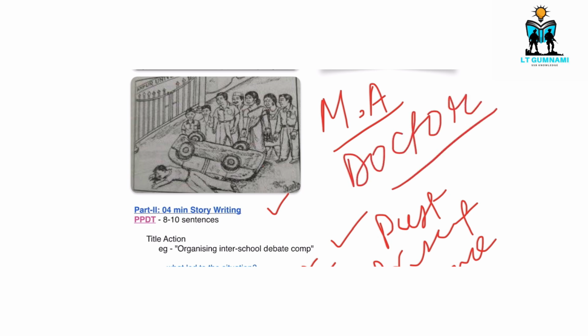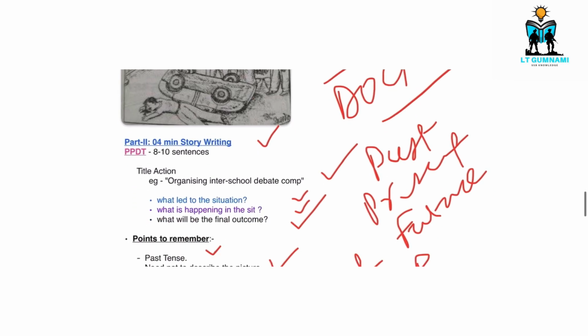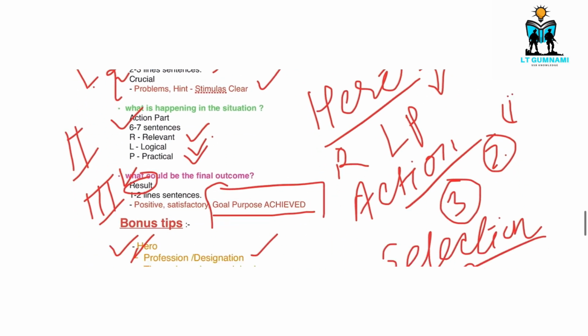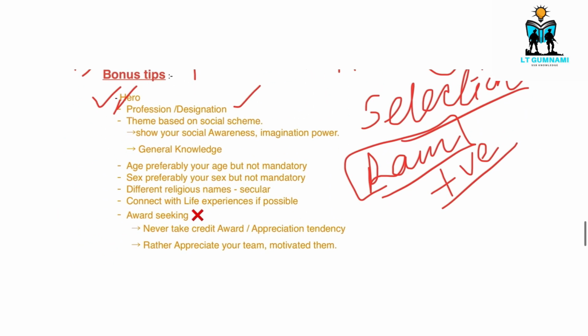So if you give your hero a designation or a profession of a doctor, then it could be easy for the hero to execute the task, and that could show some logical aspect also, because the hero or the doctor knows how to handle or how to tackle some medical emergency. So selection of hero and selection of profession or designation is very much important.